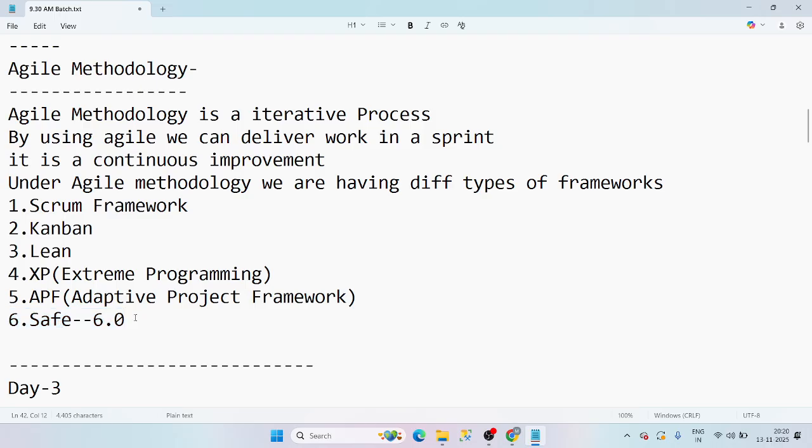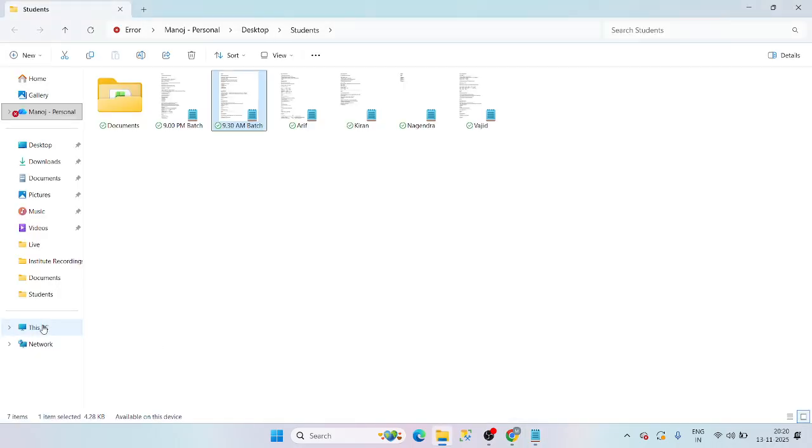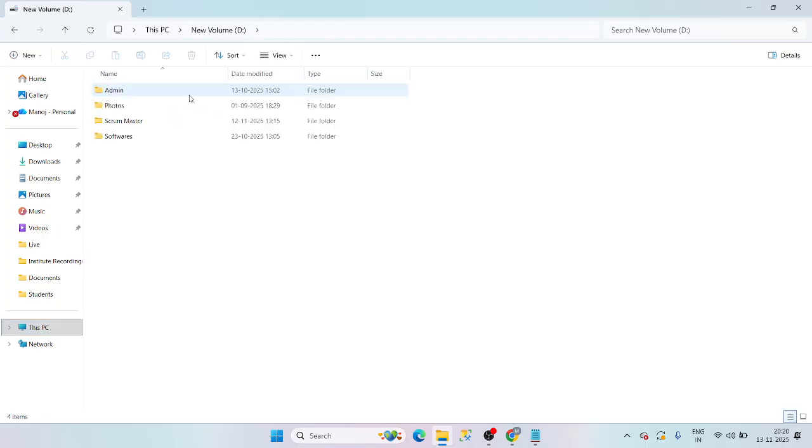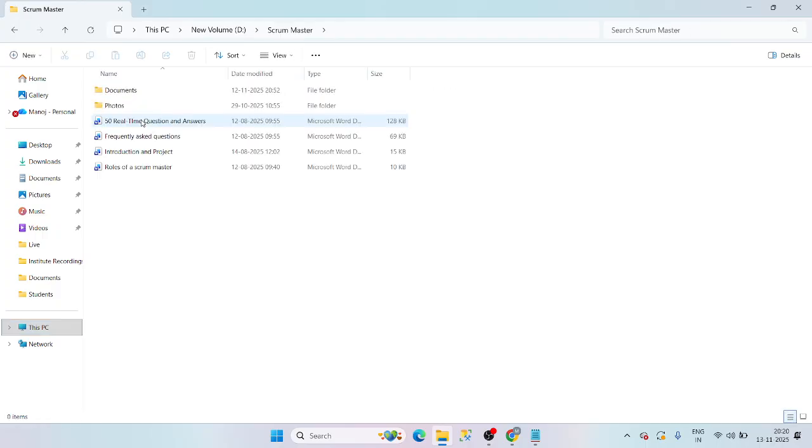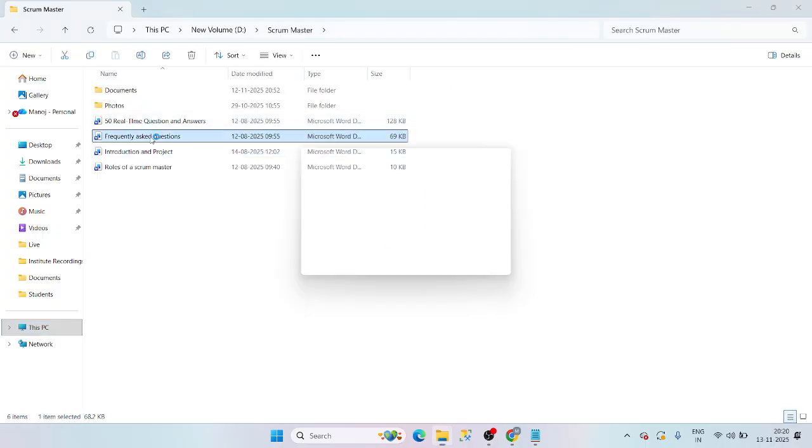Any doubts? Yes, Manoj. Yes, Kanchan, Surabhi, Vijay. In agile methodology, Manoj, they are going to ask what is agile, this type of question or anything else. Yes, sir, what is Agile? That's it. I will show you the question. Where is Scrum Master? Frequently asked questions.